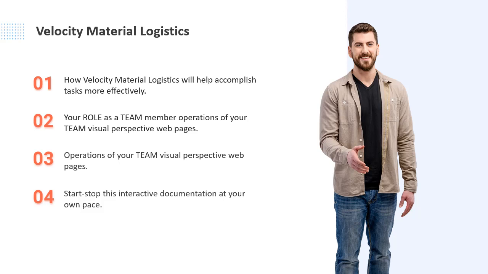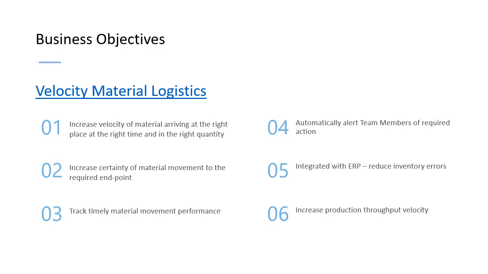Let's get started. Our business objectives are to increase the speed of material arriving at the right place at the right time and in the right quantity. Velocity achieves this by using Kanban cards as a control to assure authority and accountability of those moving material.